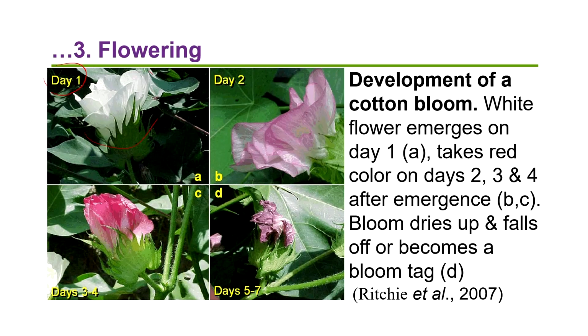Number 1 then takes the red color on days 2, 3, 4 after emergence. So you can see here B and C, the color change is there, pinkish, light pink color, dark pink or red color on the 3rd or 4th day, and then you can see the bloom dries up and falls off or becomes a bloom tag. So here you are seeing that the petals are drying up and they may fall from the ball.